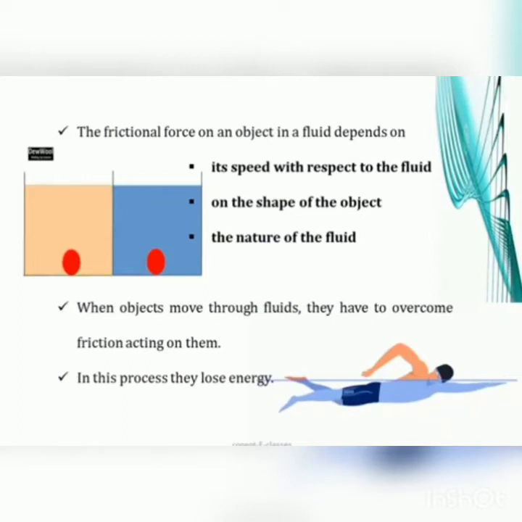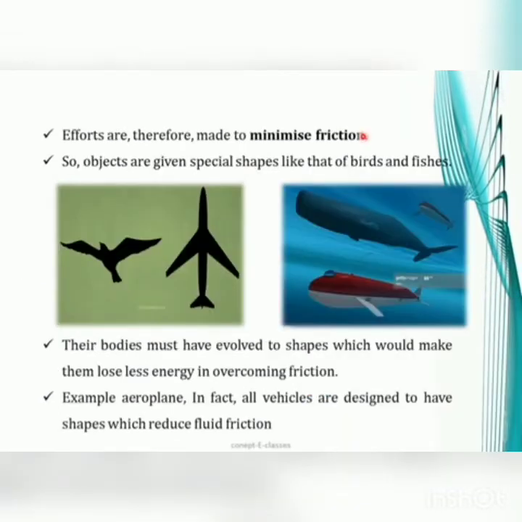When objects move through a fluid, they have to overcome the friction acting on them. In this process they lose energy. Therefore, efforts are made to minimize friction. So objects are given special shapes, like birds and fishes. Their bodies have evolved a shape which makes them lose less energy in overcoming friction. For example, an aeroplane. In fact, all vehicles are designed with shapes which reduce fluid friction.